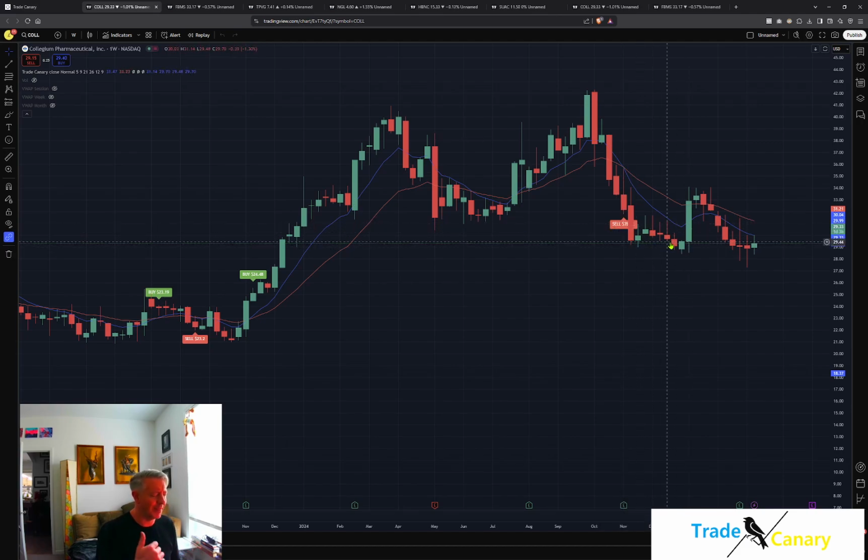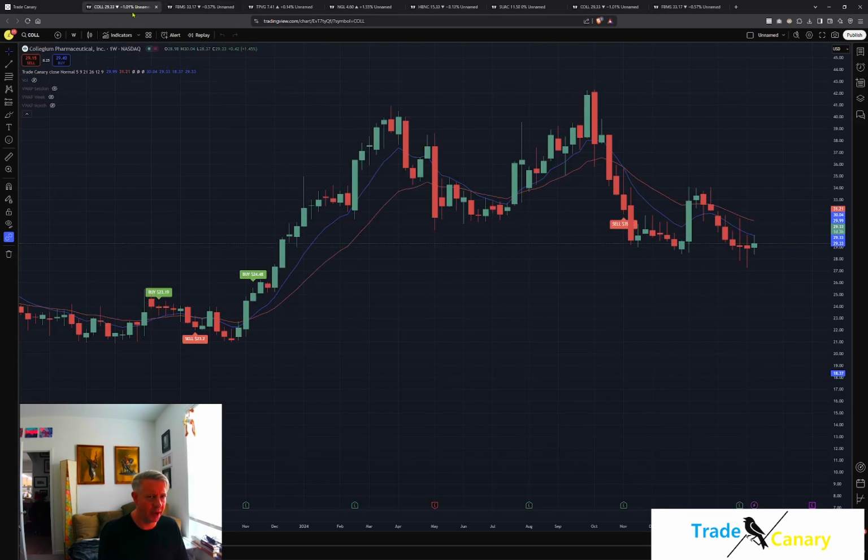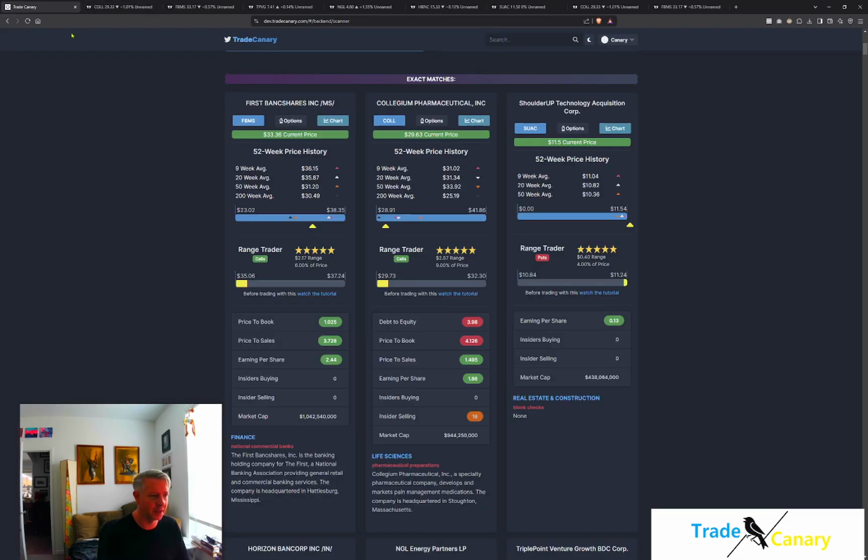But again, now we're layering on things that don't give us an edge. Unlike FBMS, where we have established range, bottom range, top range, and we have this beautiful shelf below us of this consolidation period. So I don't like COLL as much, not even close to as much as FBMS. Let's go through a couple more.